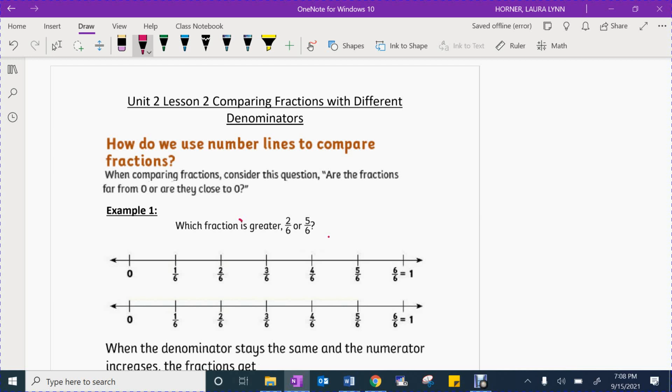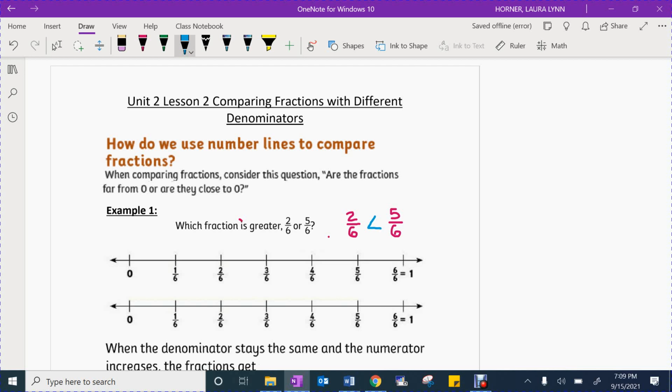So off to the side, I want you to rewrite 2/6, leave a little space, and then 5/6. And I want you to draw your alligator eating the bigger fraction, which in this case is 5/6. Draw your alligator that way. So we know just from last week's lesson that this is true. 5/6 is more than 2/6.